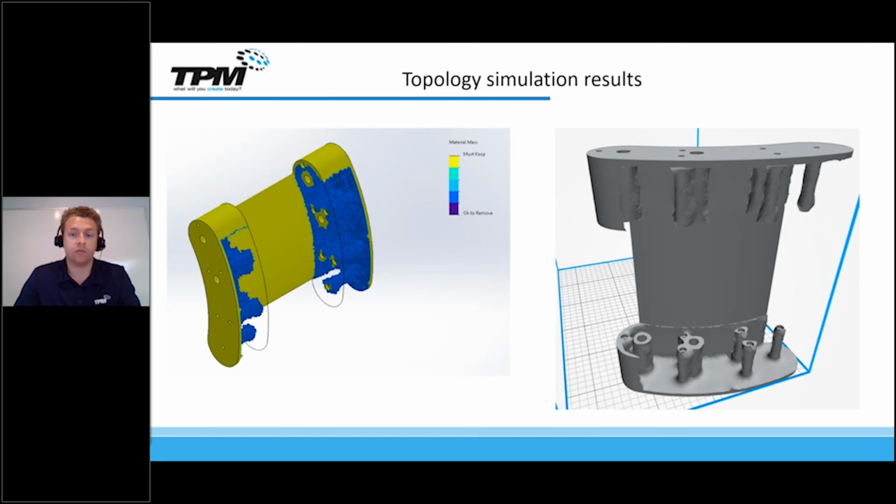So we know for a fact, 100% that this component could be printed as is. But given the amount of material that can be taken away, is this still the right method of manufacturing to use to address the problem?